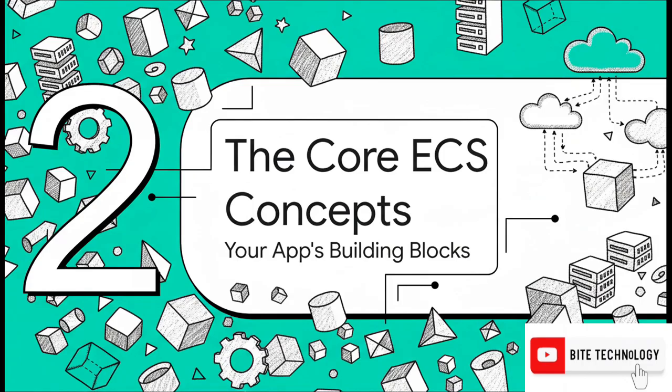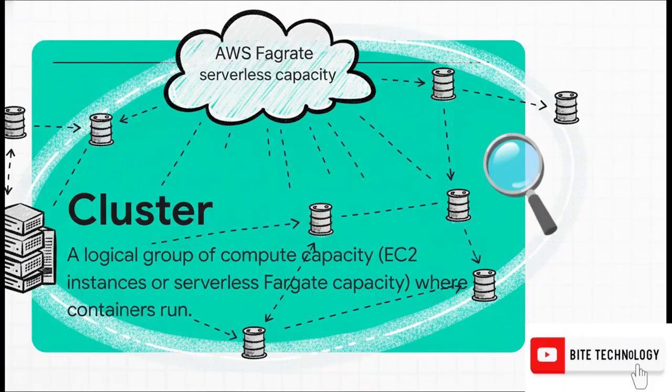Okay, so to really get ECS, we've got to understand its main components. Think of these as the fundamental Lego bricks you're going to use to build and run your applications. Everything, and I mean everything, in ECS starts with a cluster. It's basically your own private playground, a space where all your containers are going to live and run. It's just a logical boundary for all your compute power, which can be either EC2 instances that you manage or, and this is cool, serverless capacity from AWS Fargate.